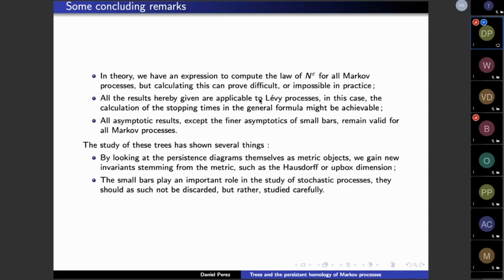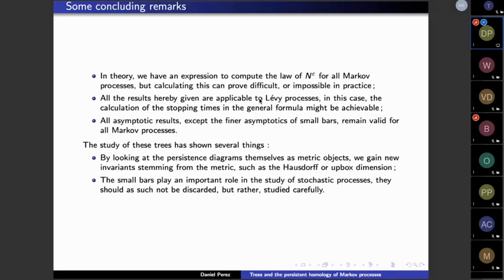So now some concluding remarks. The first thing is that in theory, we have an expression which allows us to compute the law or the distribution of N epsilon for all Markov processes. But actually calculating this distribution can prove very difficult because there's this very difficult integral that you need to actually compute. And this is actually most of the time impossible in practice. It depends on the process, but if you cannot find the densities, you're hoping for too much. But nonetheless, you can find some asymptotic things, which is quite nice.